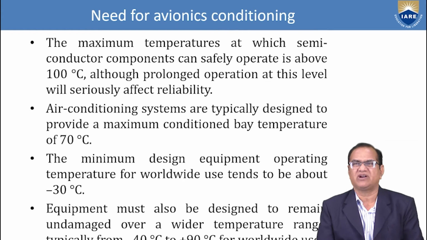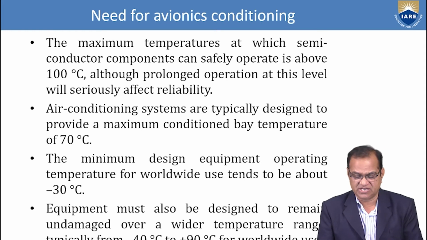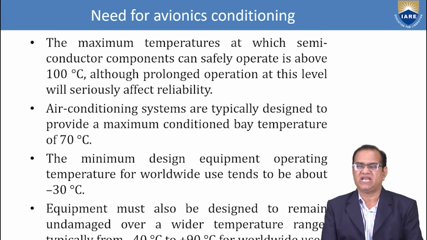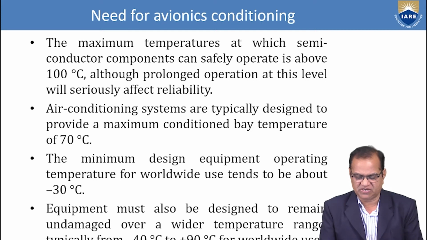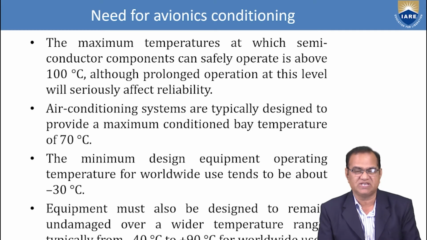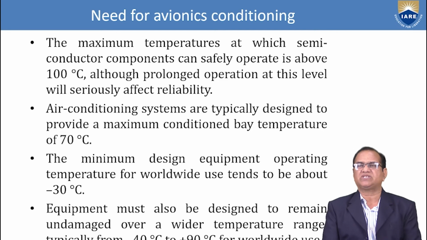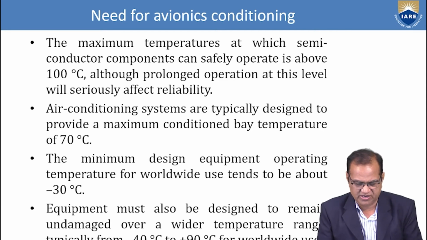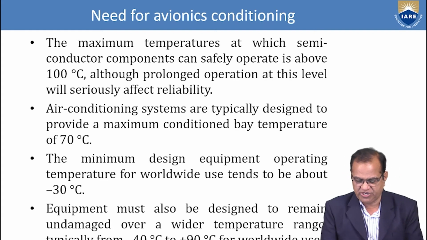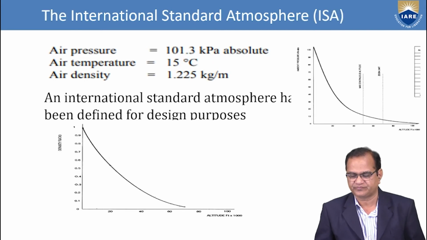Air conditioning systems are typically designed to provide a maximum conditioned bay temperature of 70 degrees centigrade. The minimum design equipment operating temperature for worldwide use is about minus 30 degrees. So maximum is 70 degrees and minimum is minus 30 degrees centigrade. Equipment must also be designed to remain undamaged over a wider temperature range, typically from minus 40 degrees centigrade to 90 degrees centigrade for worldwide use.